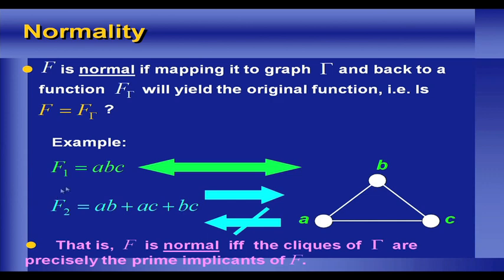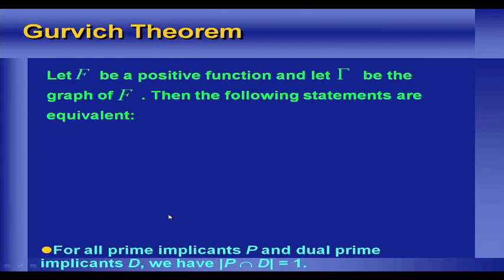Here's an example. If f1 was ABC, the function ABC, it would give me the triangle as its co-occurrence graph. If my function was AB plus AC plus BC, it would also give me the same triangle as its co-occurrence graph. Going the opposite direction, however, the triangle gives me function number 1. So number 1, ABC, is normal. AB plus AC plus BC is abnormal.